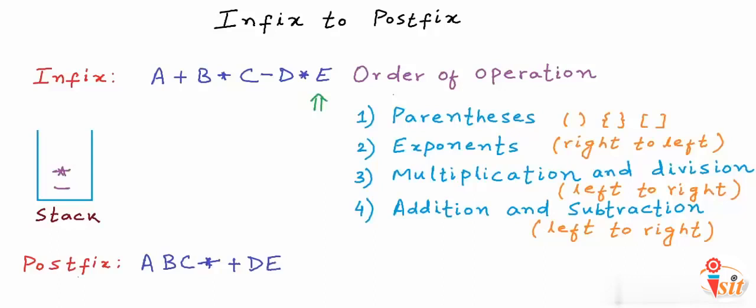It will simply go. Now there are two ways in which we can find the end of the right operand for an operator. A, if we get an operator of lesser precedence. B, if we reach the end of the expression. Now that we have reached the end of the expression, we can simply pop and place these operators. So first multiplication will go and then subtraction will go.